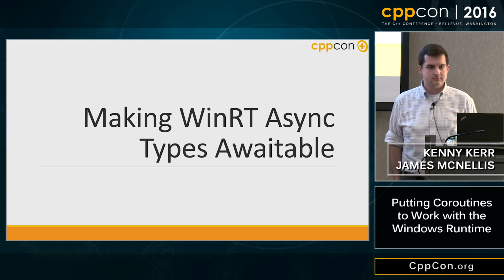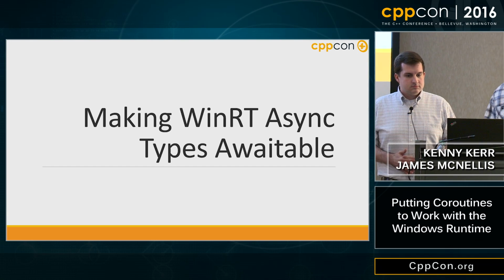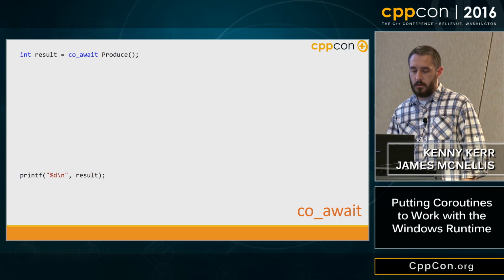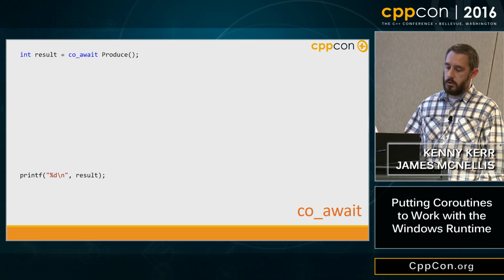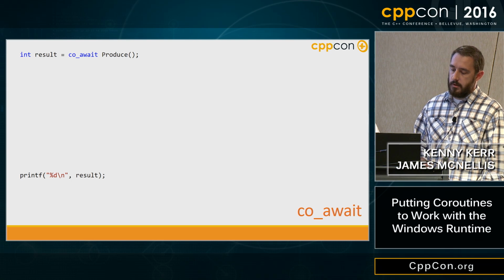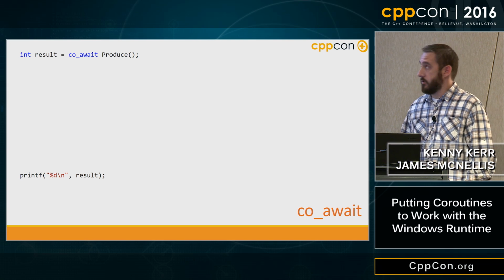Right, so the first thing we need to do is make the WinRT async types awaitable. If you can imagine a coroutine called produce, now we co-await on that, and we eventually get a result back and we want to print it out. What does the compiler actually want to do with this?